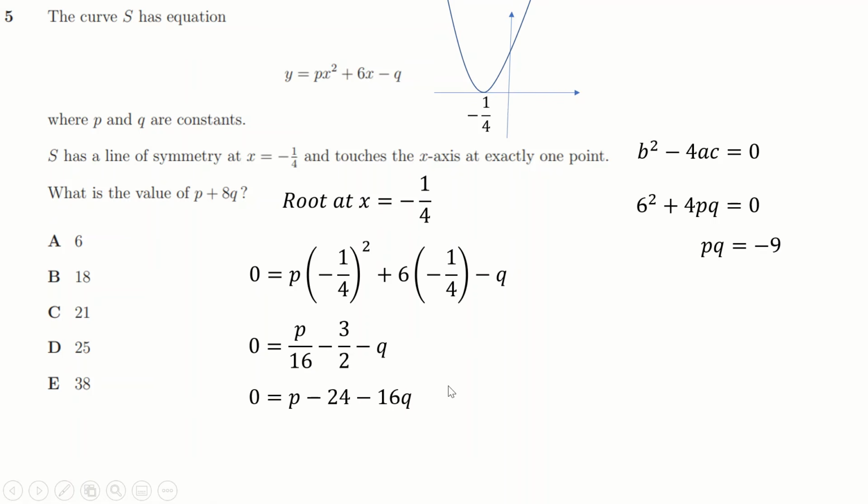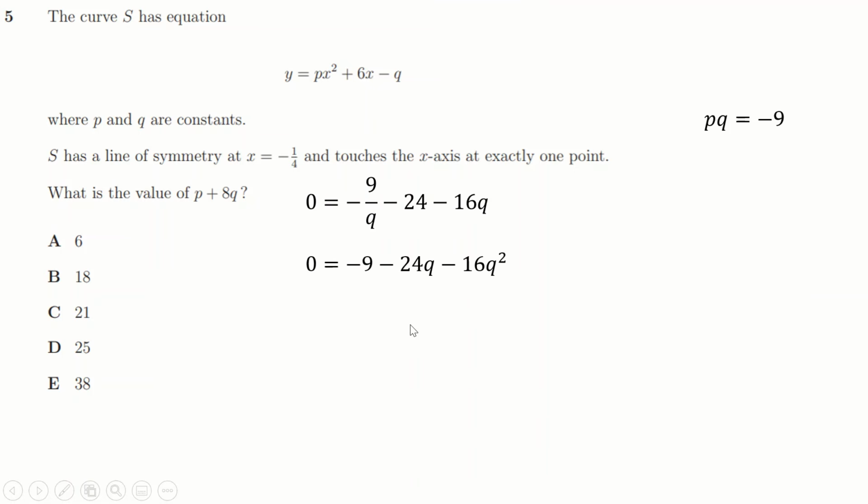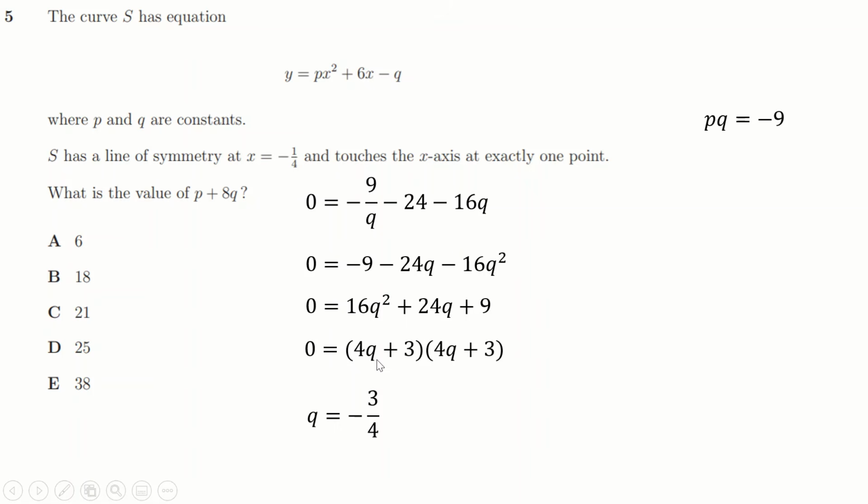But again, look, I've just ended up with another simultaneous equation. So I think this is probably the third time in 5 questions that I'm solving a simultaneous equation of some sort. I can make this into minus 9 over q, and then I can shove that into here to just end up with an equation in terms of q, times everything by q to get a quadratic in q. I think I've just rearranged the order of the terms here, and then I've noticed that it factorizes really nicely into this, and therefore q solves to be minus 3/4.